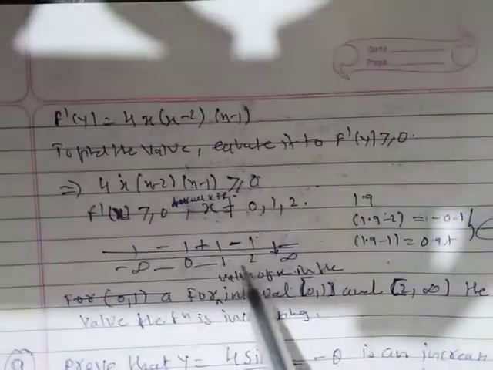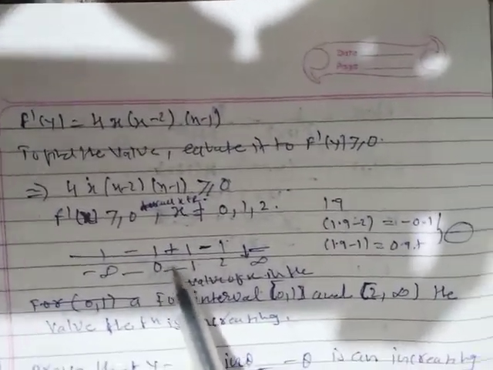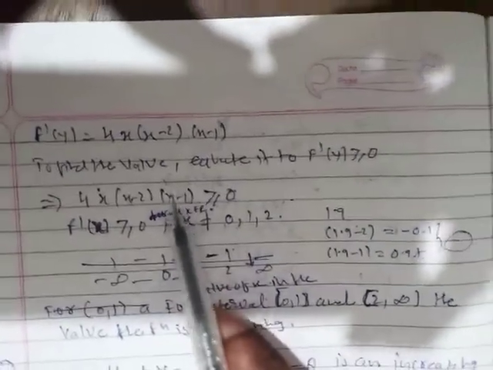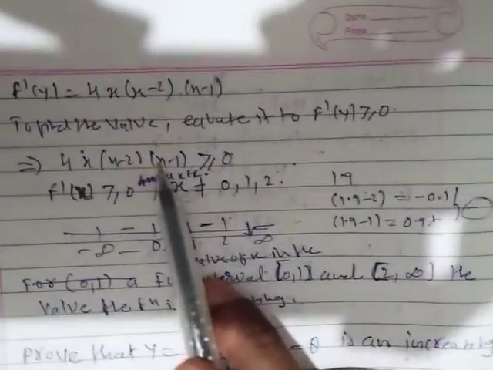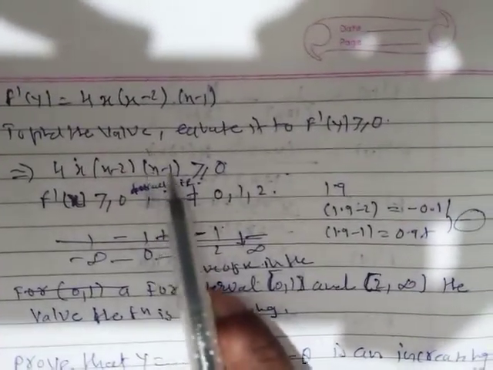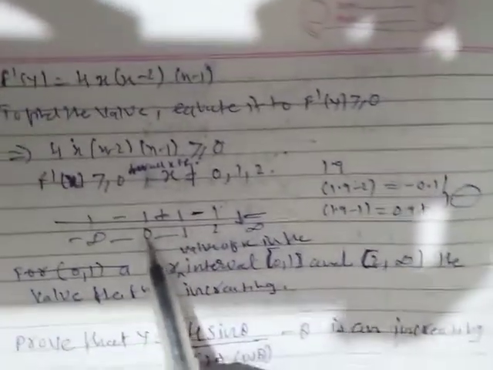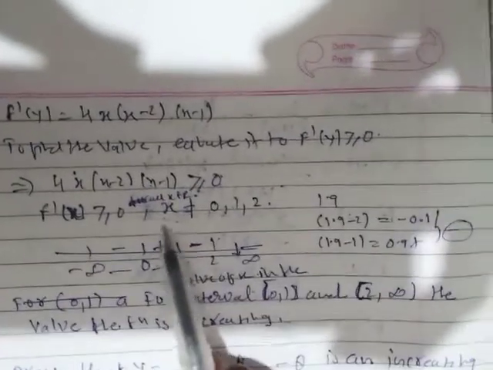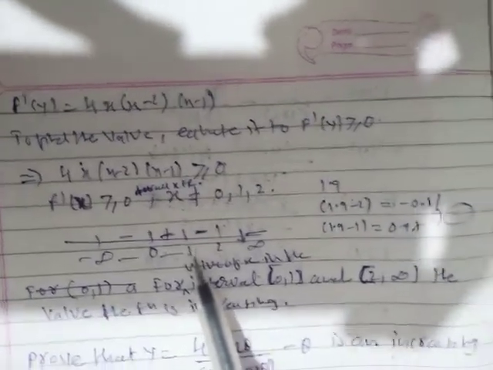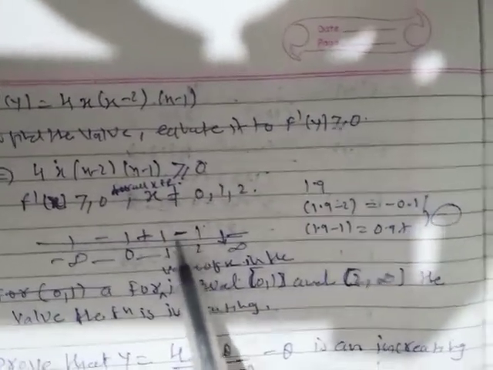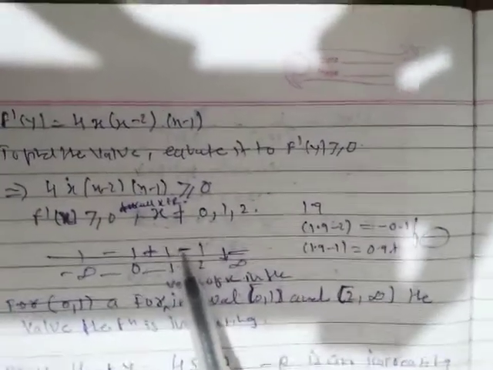Then in 0 to 1, put some value. Sorry, what you have to take in 0 to 1 is half, 0.5, and substitute. Here it will be minus 0.5, and minus into minus is plus, so it is greater than 0. In the interval 0 to 1, you take 0.5 and substitute, you will get a positive answer. Between the interval 1 to 2, take 1.5, you will get a negative total, so it will be less than 0.